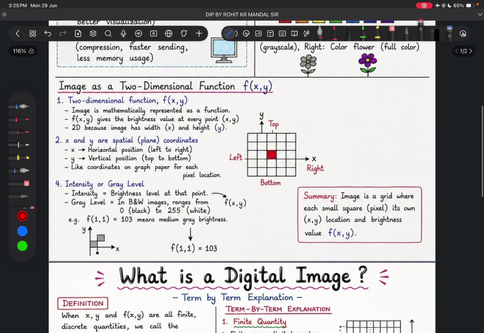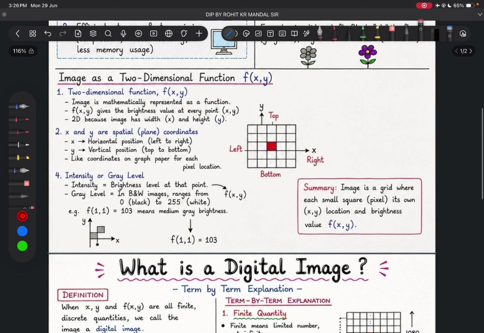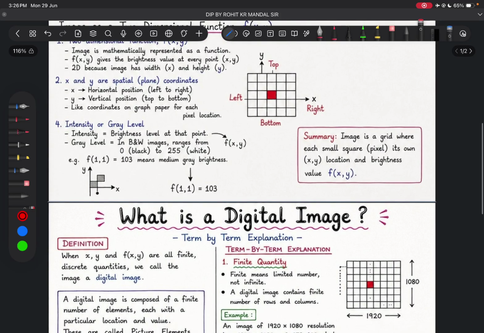Now we have part 3, which is the most important. We now come to one of the most important concepts in digital image processing. Mathematically, an image is represented as a two-dimensional function, which is f of x comma y. Why is it called two-dimensional? Because an image has width and height, where the width is represented by the x-axis and the height is represented by the y-axis. Therefore, an image is a two-dimensional object.